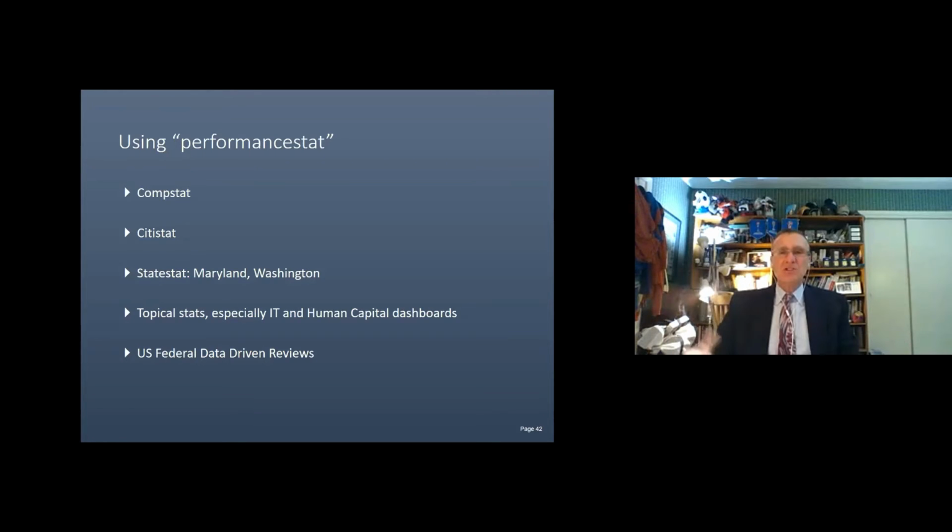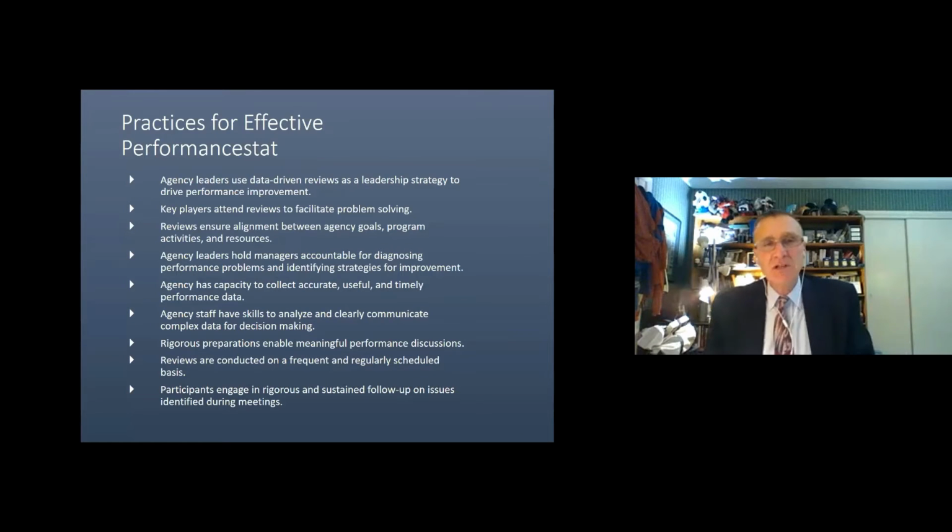At the federal level, we have done them both on topical stats, with IT and human capital dashboards. And then in legislation beginning in 2010, we required them at the federal level. Rather than every two weeks, they're once a quarter. But if you go on performance.gov, that's the website of federal performance, you can see for each of the agency priority goals, those are the major goals that are statted at our level, what their quarterly reports are showing and how they're doing on the progress. I won't go through all of them because it's part of the readings, but it does show you the key practices for an effective performance stat. So I'll hit just some of the highlights.